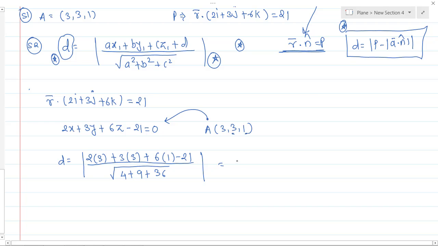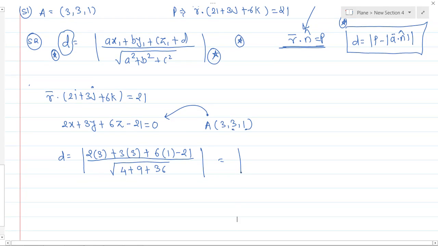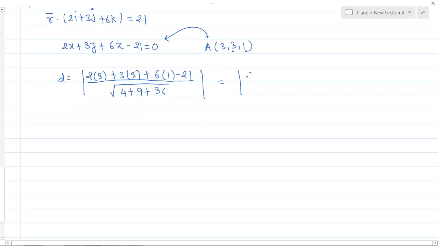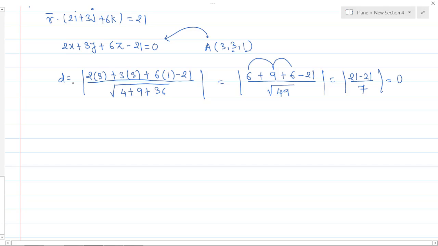So this is equal to, let's solve this. What will you get? 2 into 3 becomes 6, plus 3 into 3 is 9, plus 6, minus 21, divided by root of 36 plus 4 is 40, plus 9 is 49. In the numerator, 6 plus 9 is 15, 15 plus 6 is 21, minus 21, so this becomes 0. So it's 0 divided by 7, so this is nothing but 0 units. So the distance d is equal to 0 units. That's it. This is my final answer.